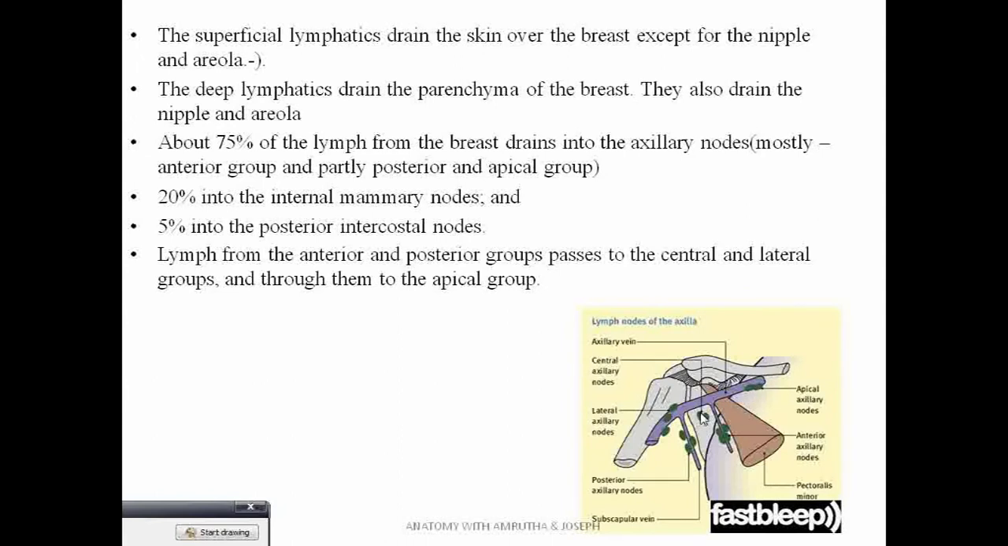I said at the beginning that the axillary group of lymph nodes can drain directly or indirectly. So here you can see the anterior group is draining directly and the central group is draining indirectly. Then it goes to the apical group. Finally it reaches the supraclavicular lymph nodes, which are present above the clavicle.